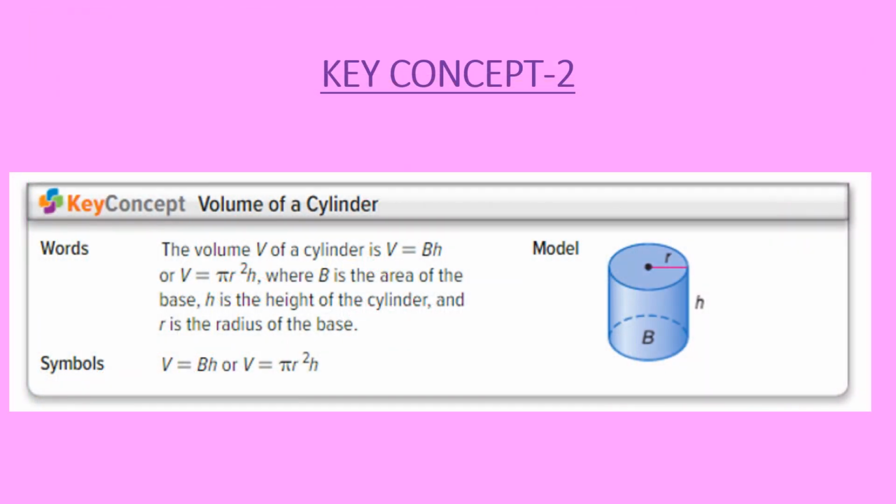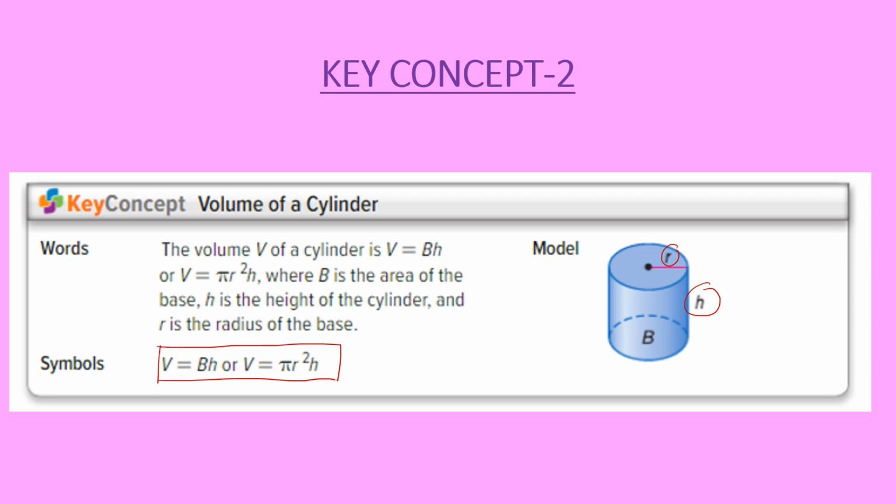So let's move on now to the learning objective 2 for the session today. That brings us to the second key concept. In this one, we are going to learn the formula for finding the volume of a cylinder. So you can see the image here. The cylinder has radius r and a height h. So the formula that will help you to find its volume is going to be very similar.